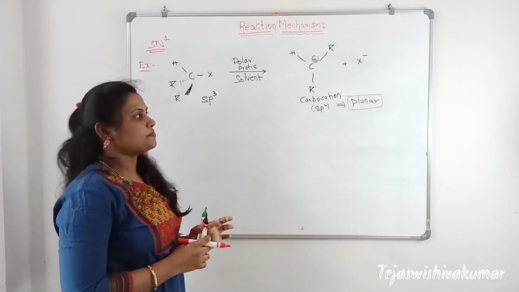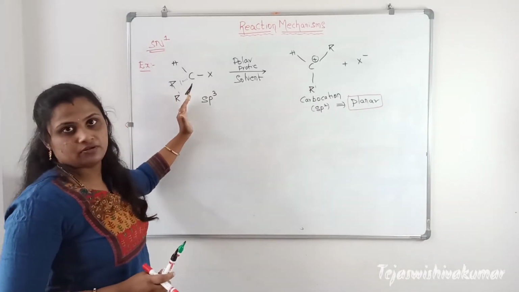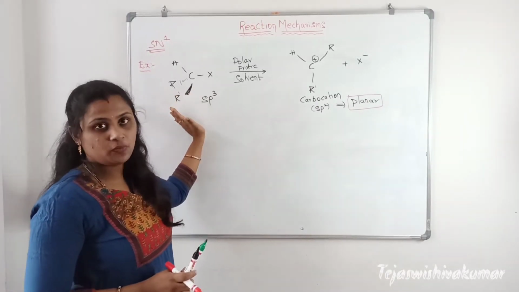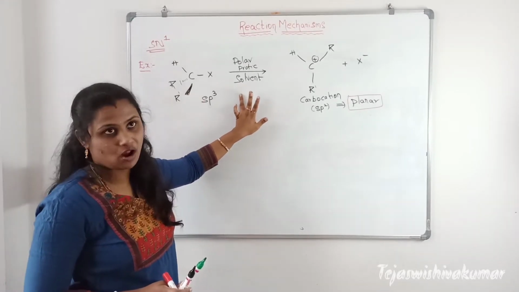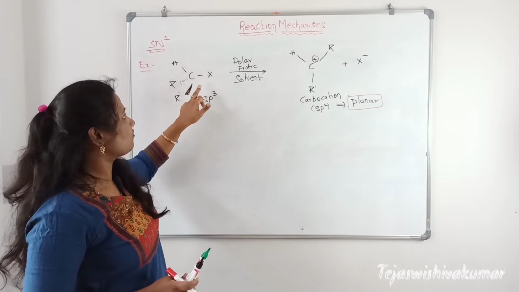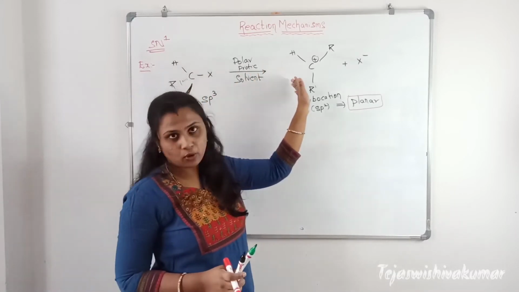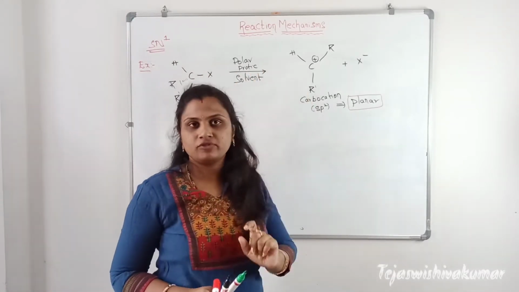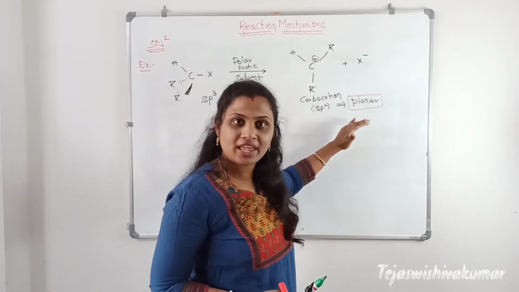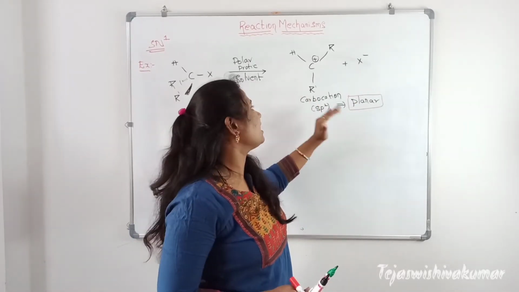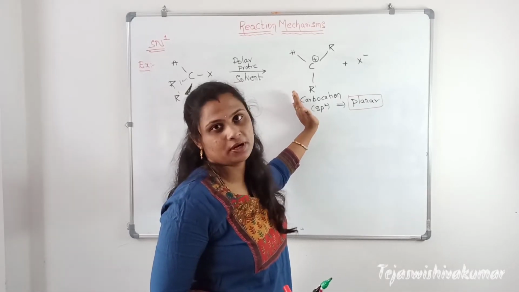See here, first step: the carbon, when it is bonded to 4 different groups, is in sp3 hybridization. In the presence of polar protic solvents, the C-X bond will dissociate and therefore a carbocation is formed. One thing you have to remember about a carbocation is that it is planar. It has trigonal planar geometry and undergoes sp2 hybridization.